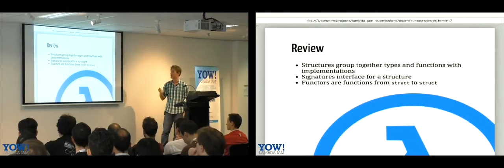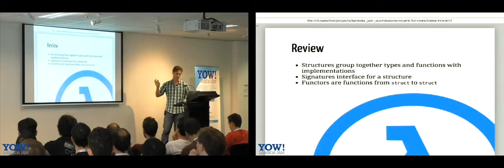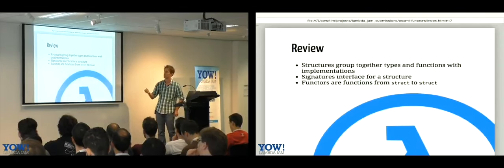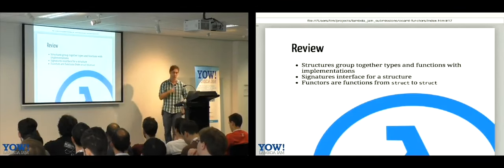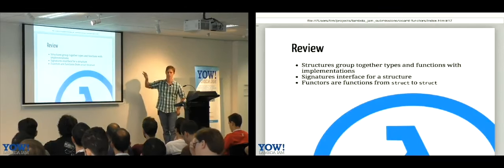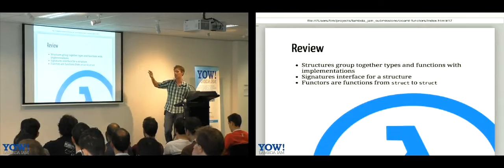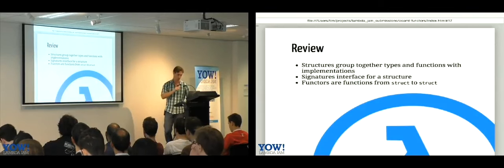So just in review, structures group together types and functions with implementations, whereas the signatures are an interface for a structure, so they don't define any implementation for things. And functors are just functions from a struct to struct. So if nothing else, I'd like people to take this away with them so they understand what these things mean and how they compare to type classes, which is what we're going to get onto next.